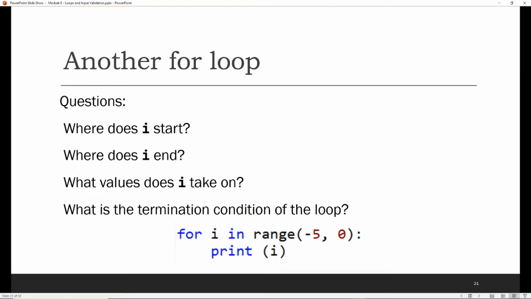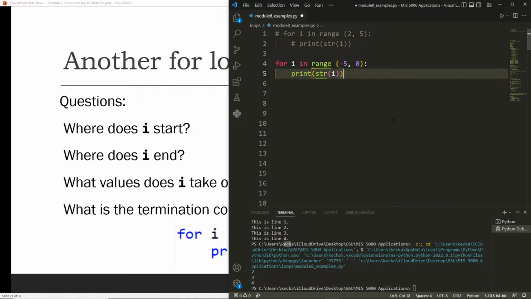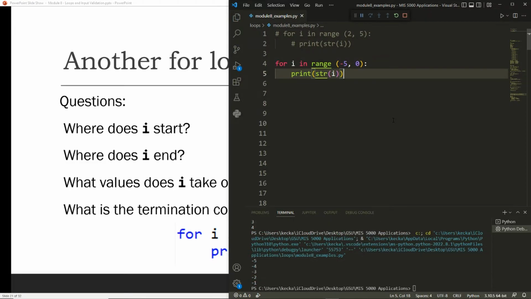We can also start our index at a negative number and run our for loop up that way. Here we have the example for I in range -5 to 0, print I. So this should print -5 all the way up to -1 and then terminate. Let's go ahead and test that. And you see, in fact, we get the numbers -5 through -1 printed to the console.